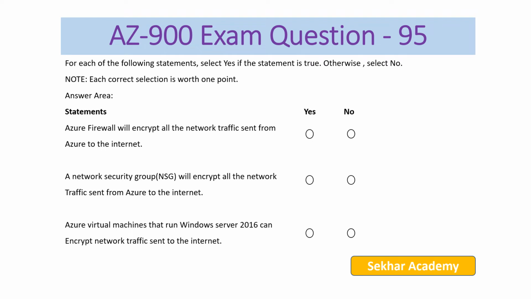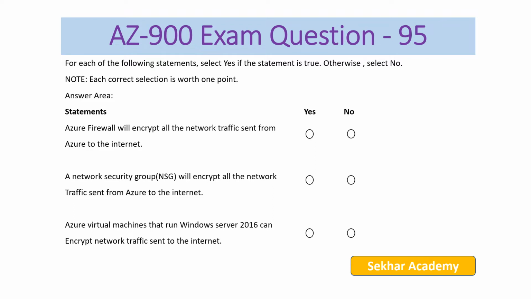AZ-900 exam question number 95. For each of the following statements, select yes if the statement is true, otherwise select no. Note here, each correct selection is worth 1 point. In the answer area, we have 3 statements. Let's go to statement 1. Azure Firewall will encrypt all the network traffic sent from Azure to the internet. Options we have: yes or no.